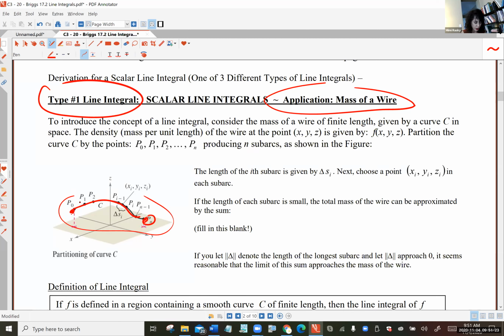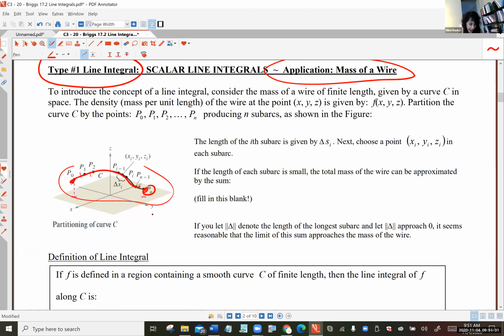So you chop it up into little line segments. You know the deal. We always partition into n little arcs. And then if you look at the length of each of the little subarcs, say delta S sub i is a little length. If the length of each subarc is really small, you can approximate your total mass. So what are we saying? The mass is going to be approximately the sum of all those little subarcs of wire, where your density function is some f(x sub i, y sub i, z sub i) times the little length. Okay?